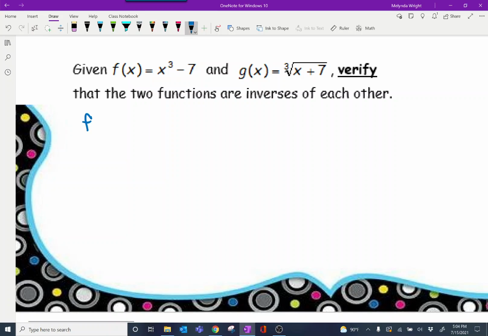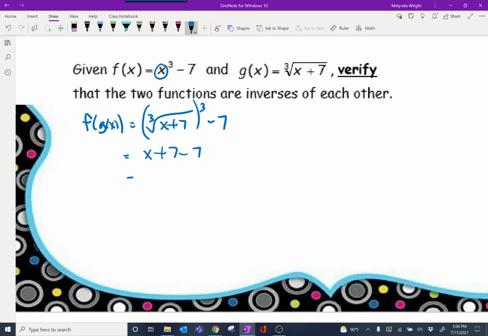So let's do f of g of x. So I'm going to open up where the x is, and I'm going to insert the cubed root of x plus 7, cubed, minus 7. Okay. So the cubed root and the cubed cancel each other out. So that's going to be x plus 7 minus 7, which is x. So check. Yes, they are inverses of each other.